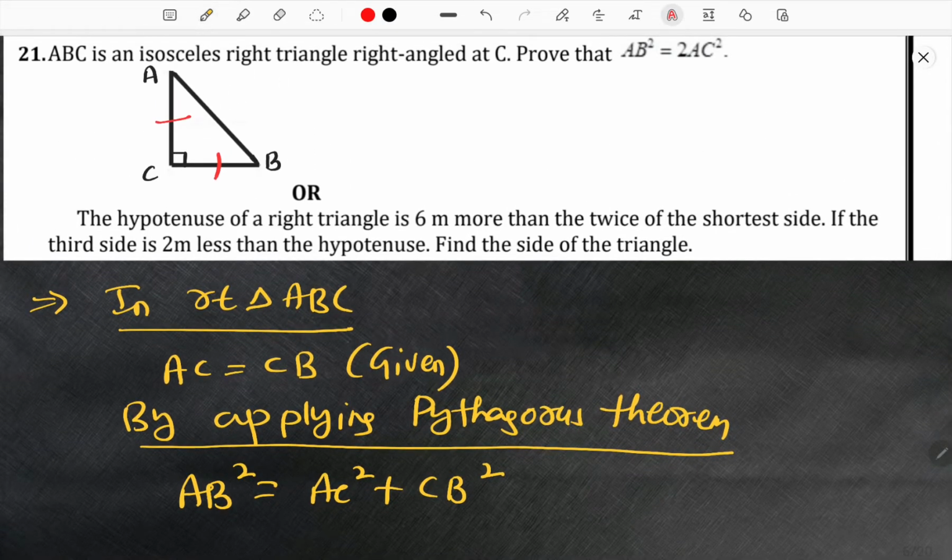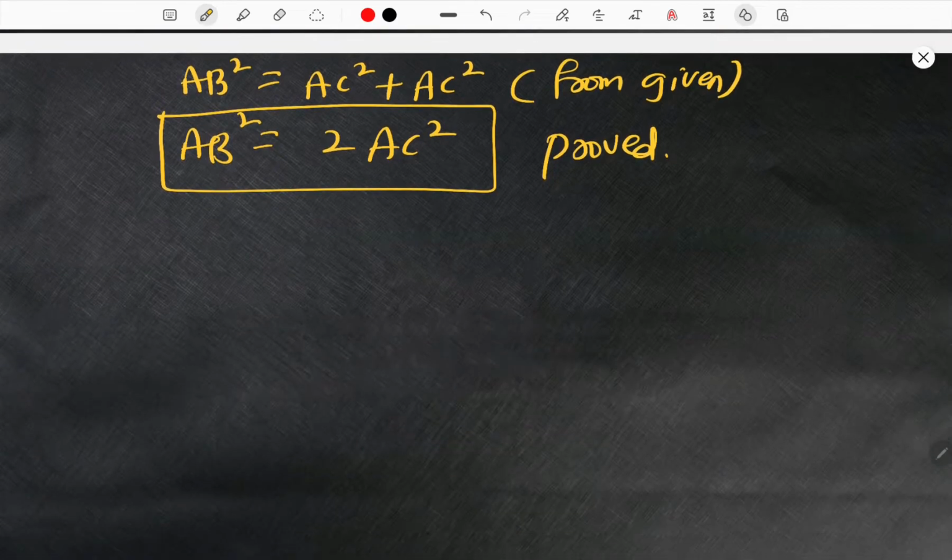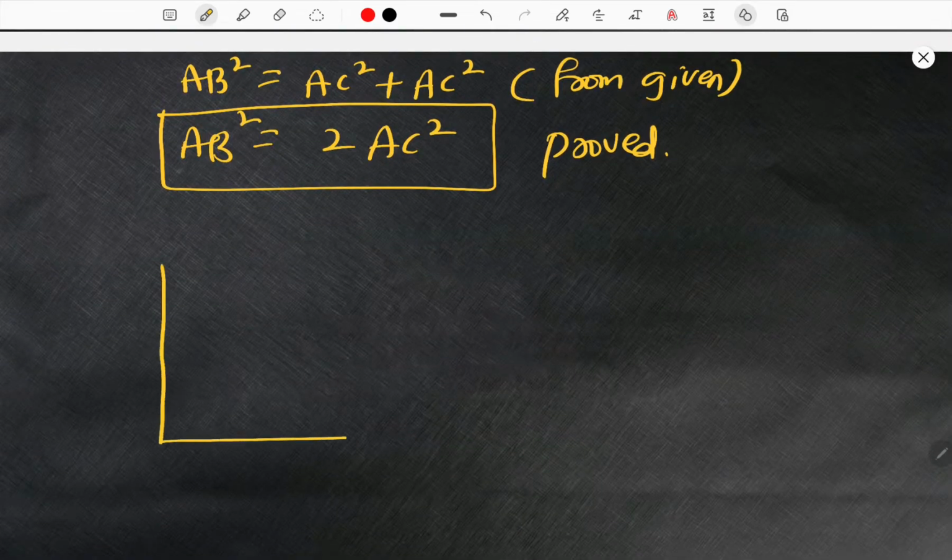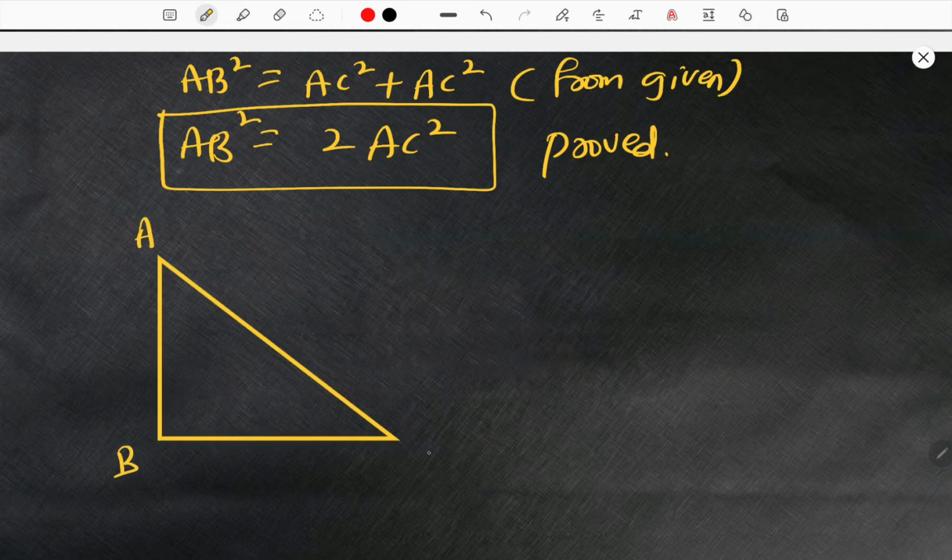Now coming to the next question, look at this. The hypotenuse of a right triangle is 6 meter more than twice the shortest side. Alright, there is a right triangle for sure, that is known to us. Let us draw this right triangle. So here is a right triangle, let us name it as ABC, and this is 90 degree. Let this BC is x, and let us call this the shortest side.